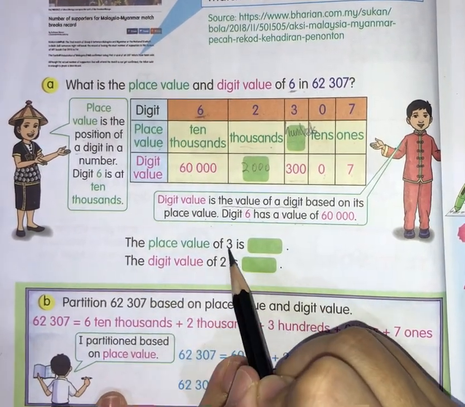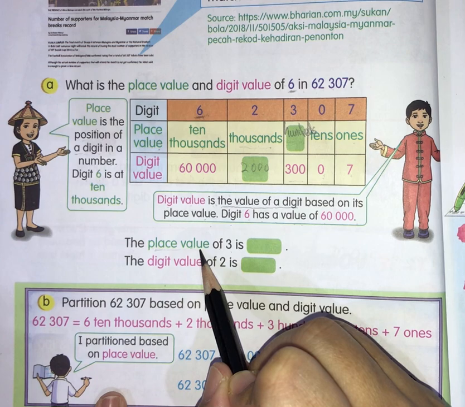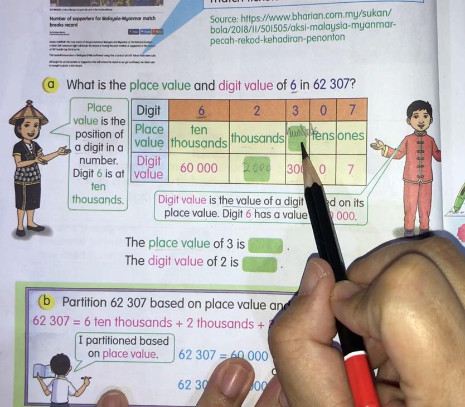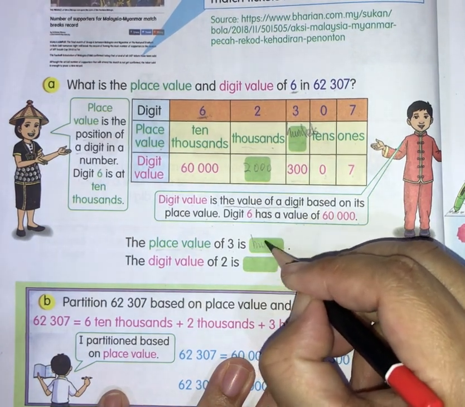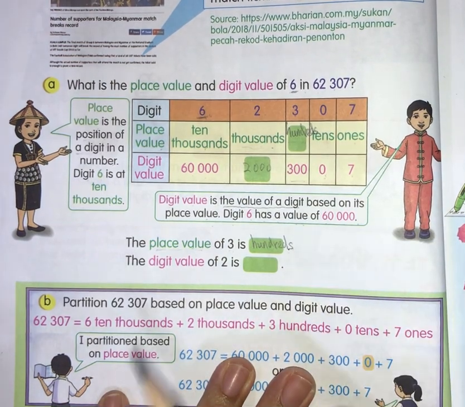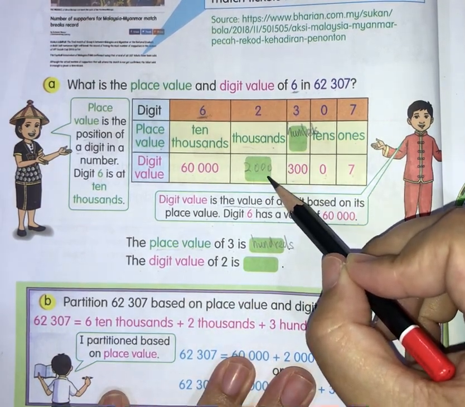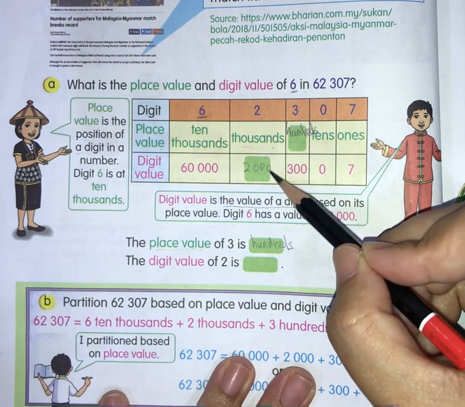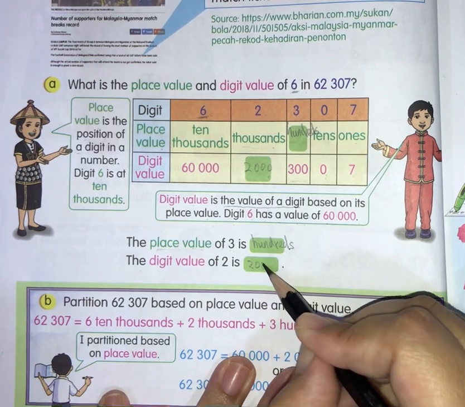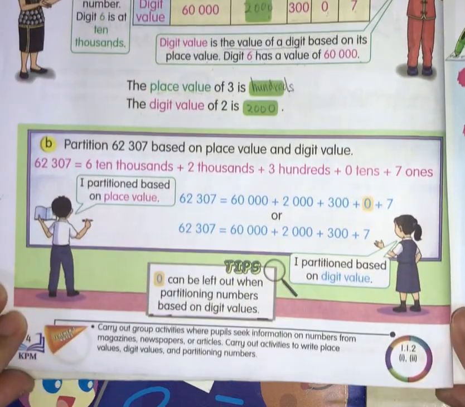Now we look at another one. The place value of 3. Where is the position of 3? 3 is at hundreds, so the place value of 3 is hundreds. Make sure you have the S at the back. The digit value of 2. Digit value is how much the value of the digit. How much is 2? It is 2,000, so write down 2,000.